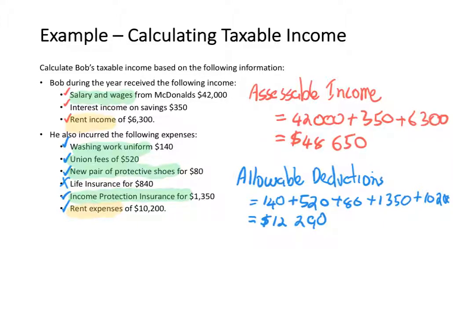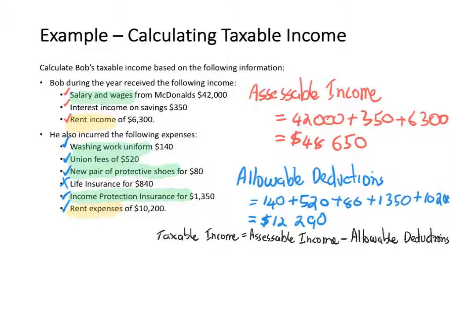So now that we know what Bob's assessable income and allowable deductions are, we can go ahead and calculate Bob's taxable income for the year. So to calculate Bob's taxable income, we take his assessable income and subtract his allowable deductions. So that is going to equal 48,650 minus 12,290. And that comes to 36,360. So based on the information provided, Bob's taxable income for the year is going to be $36,360.